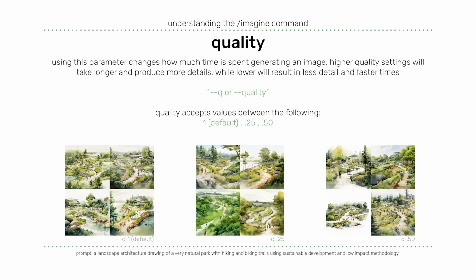Next is the dash dash quality parameter. This is going to change how much time it spends on that initial render and how fleshed out you want your idea to be. The default is 1, and you can use 0.25, 0.5, and 2. And it's basically, again, just going to let you decide how much detail you want that first 4 grid to show.